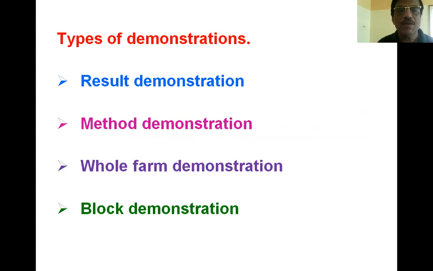There are four types of demonstration: result demonstration, method demonstration, whole farm demonstration, and block demonstration.